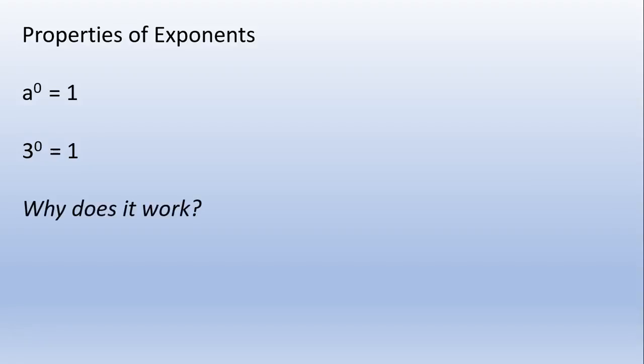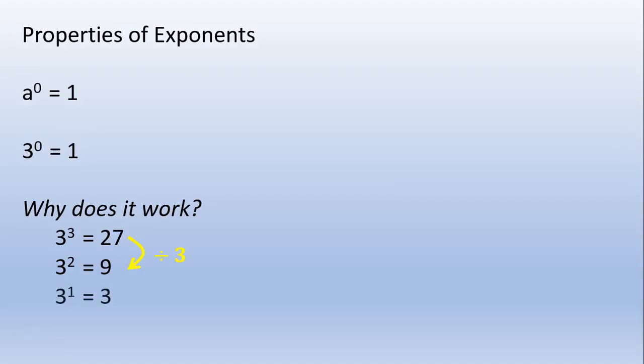Now this one's easy to understand if we look at some patterns. So think about something like 3 to the 3rd power. That means 3 times 3 times 3, which is 27. And 3 squared means 3 times 3, which is 9. You'll notice that the exponent here is 1 smaller than the one we started with. And the relationship between 27 and 9 is that if we divide 27 by 3, we get 9.